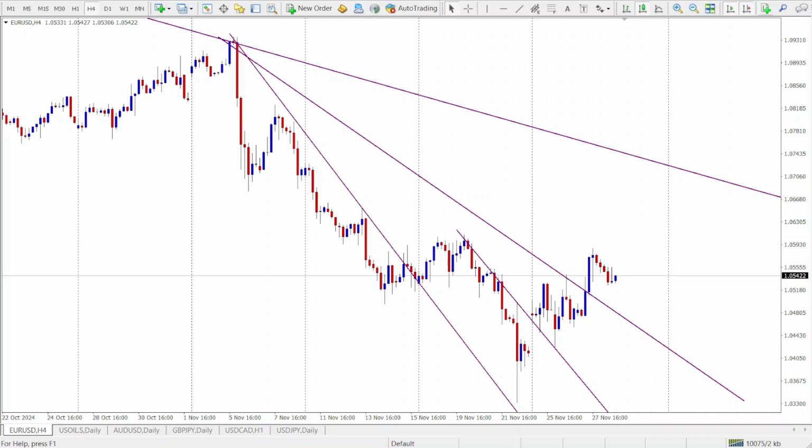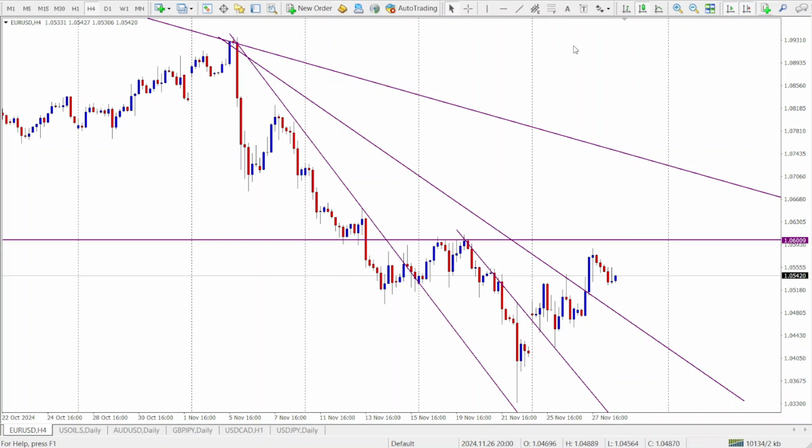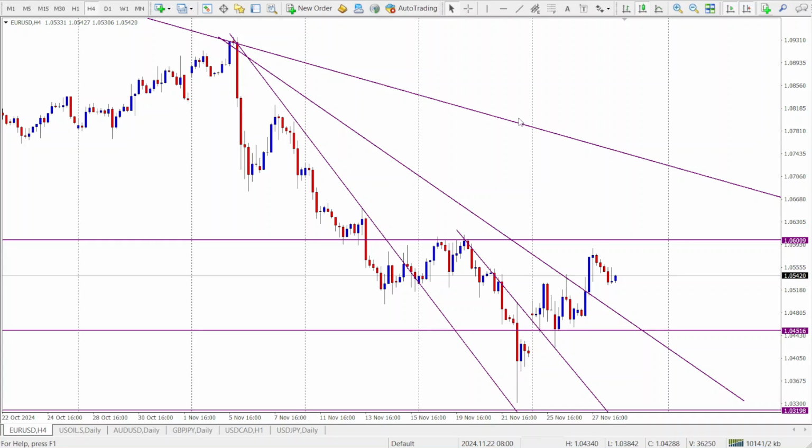Now let's talk about the two core forms of analysis that you will use for your weekly strategy, which are technical analysis and fundamental analysis. With technical analysis, you are looking at charts as we are doing here: price patterns, candlestick patterns, indicators, support and resistance zones. Those are what make up your technical analysis.